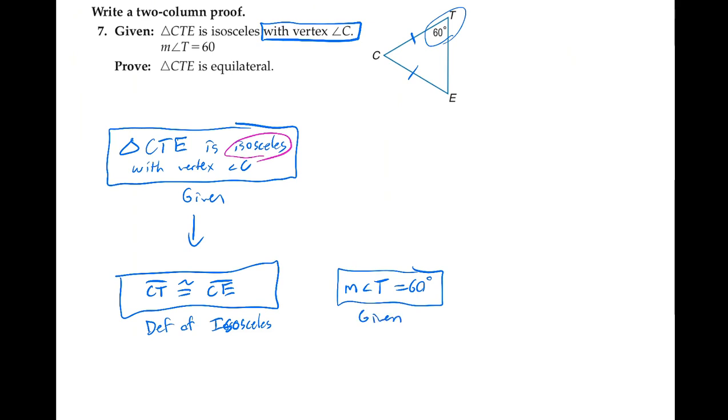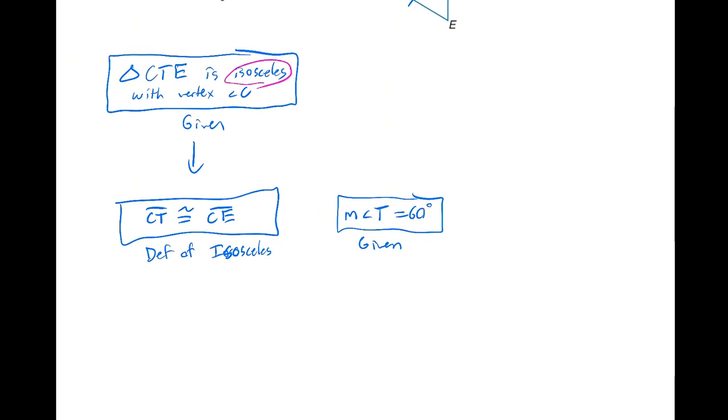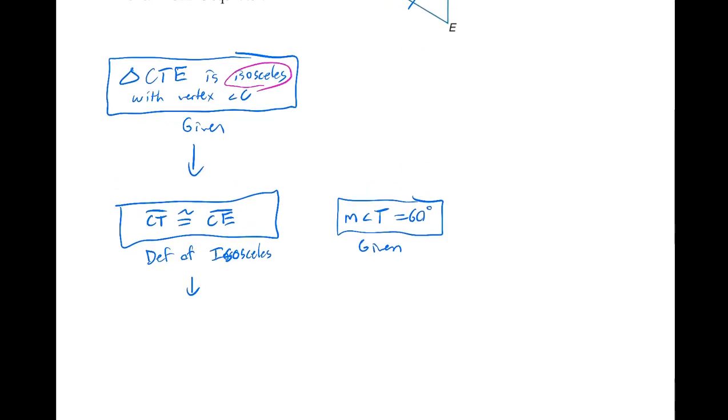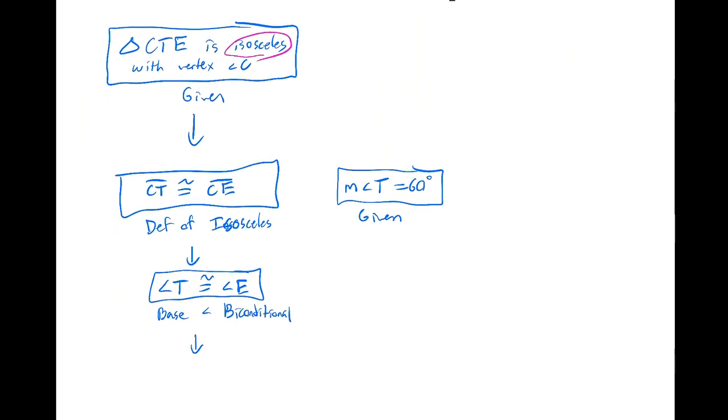Well, how could we use that? Oh, look at this. If we know the sides are the same, we know the angles are the same. So angle T is the same as angle E. Well, that's useful. We're not in the world of algebra yet. So this would be the base angle. I'll call it the base angle biconditional, but you could call it the base angle theorem and then separate it from the converse if you want. So we know the angles are the same. Well, let's use that. I'm going to say now that measure of angle T is equal to measure of angle E. That's the very definition of congruent angles.